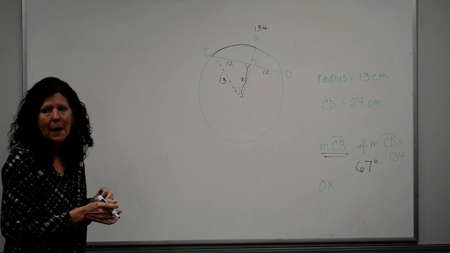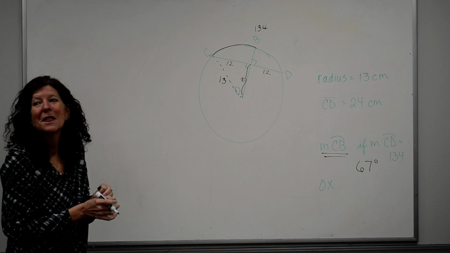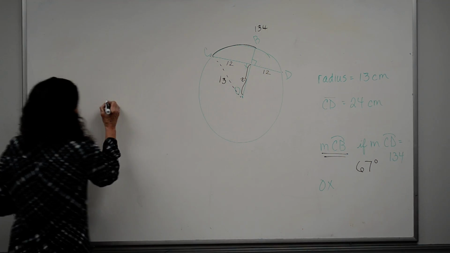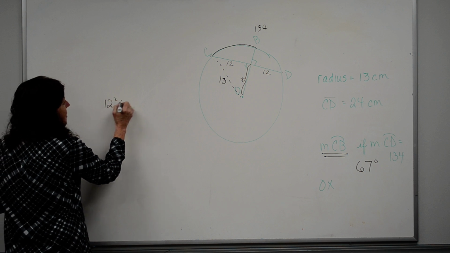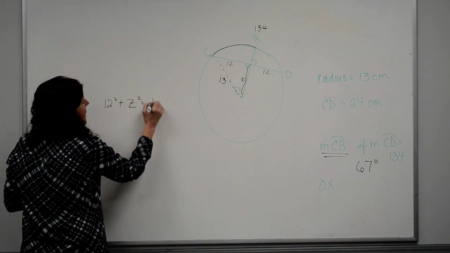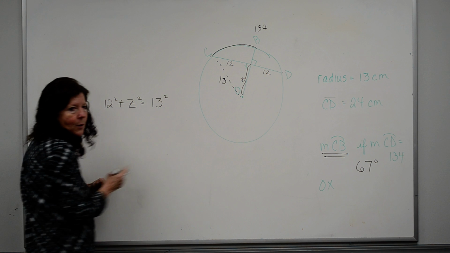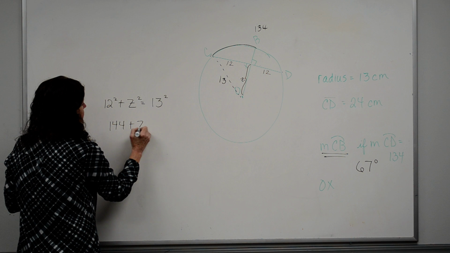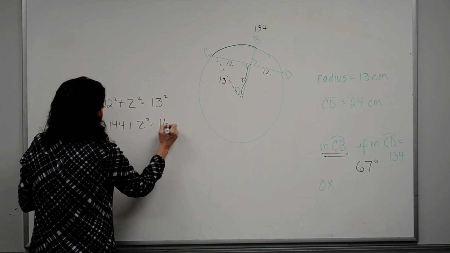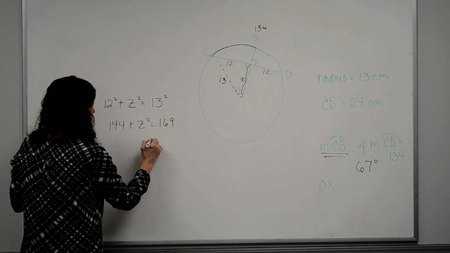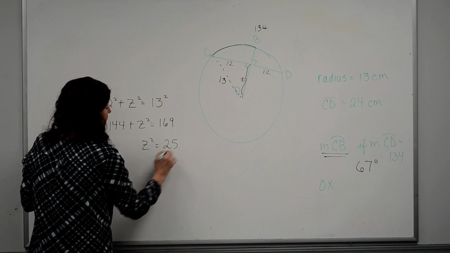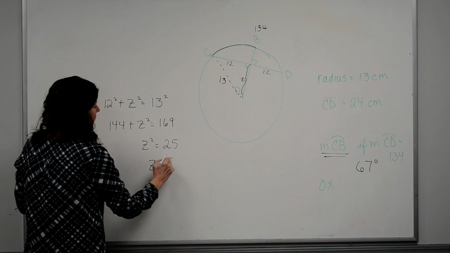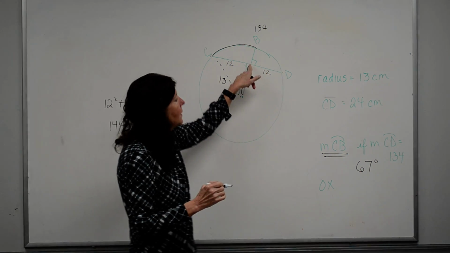You can do the a squared plus b squared, the Pythagorean theorem. This is my hypotenuse. So it's going to be 12 squared plus z squared is equal to 13 squared, right? Okay, so 144 plus z squared is equal to 169. So z squared is going to equal 25. So what's z going to be equal to? 5. Okay, so I know from here to here is 5.